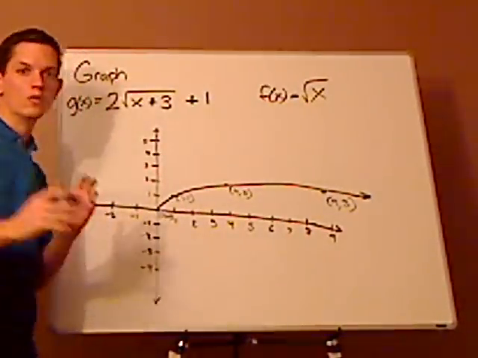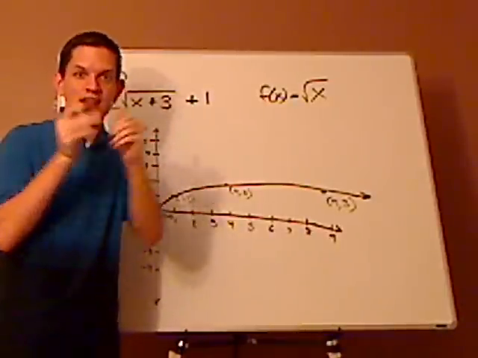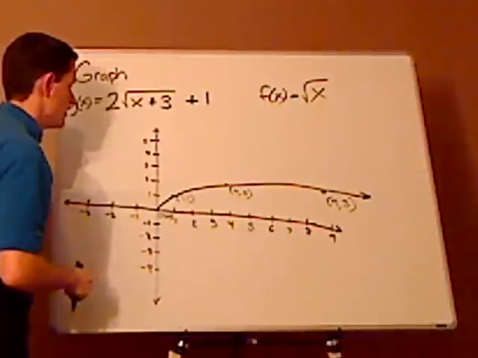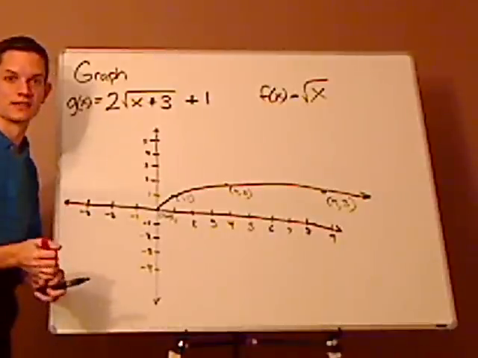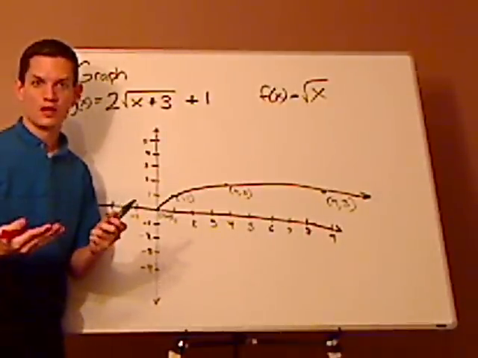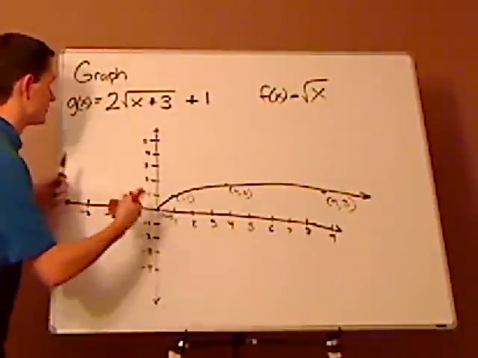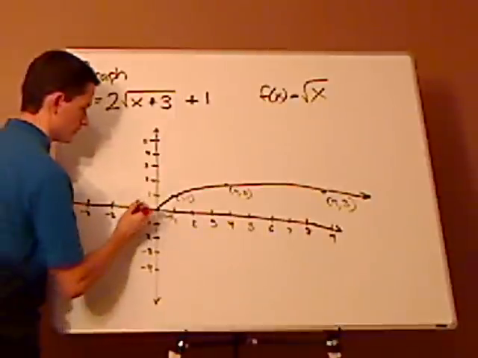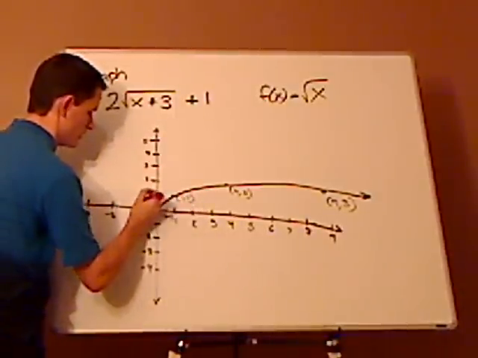Alright. Now, when you're dealing with transformations and there's multiple of them, you want to start inside and then work your way out. So you have this plus 3 here. The plus 3, it's attached to the x's, so it's going to have an effect on the x. Now, when it's on the inside like that and it's plus 3, do you remember how it's going to shift? Right. It's going to do the opposite, right? Since it's plus 3, it's going to shift left 3 units.